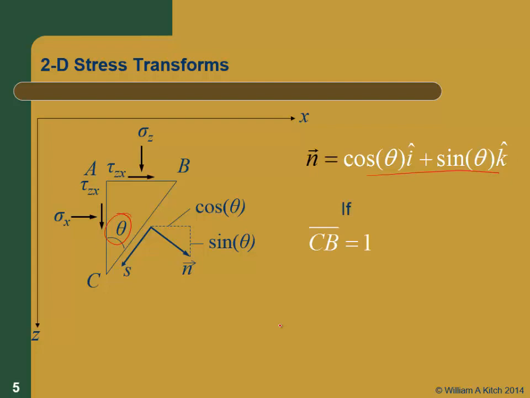Then I want to arbitrarily pick the length of CB to be equal to 1, because it makes life easy: I'm going to start dividing by that length, and dividing by 1 is always easy. So if I do that, the length of AB is going to be sine theta, and the length of AC is going to be cosine theta. Are you all with me? I'm just defining the size of this little triangular element.